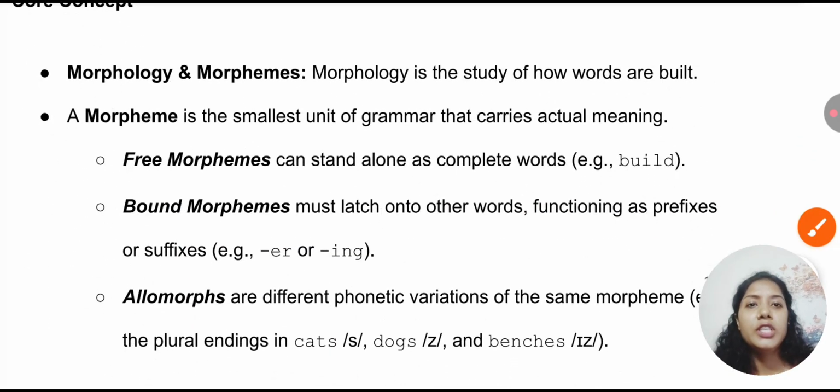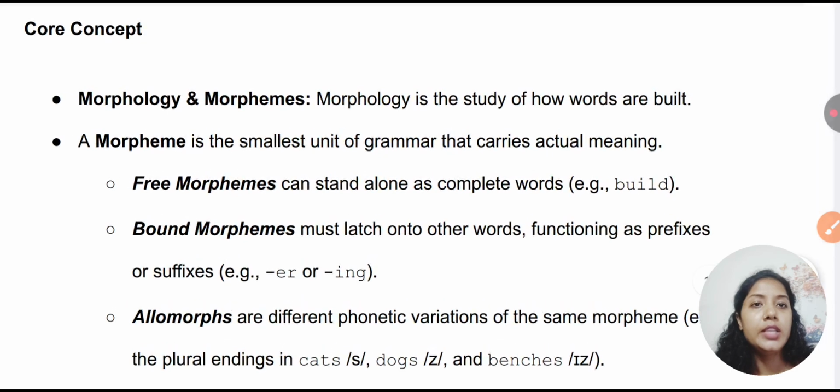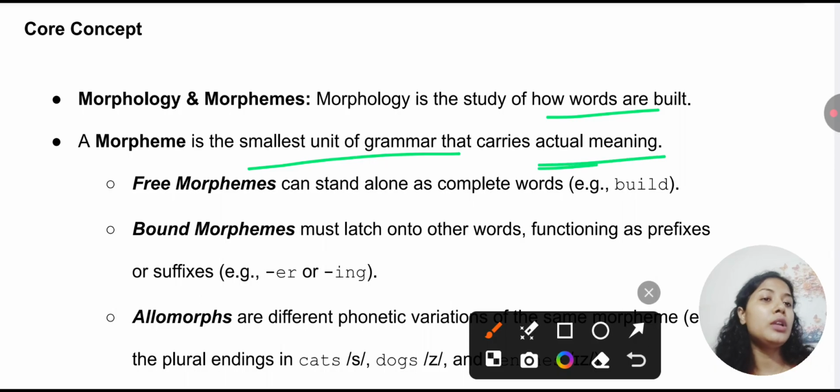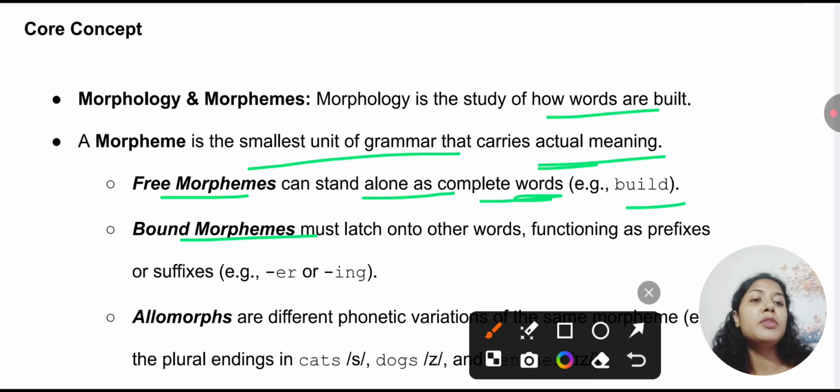Now, morphology and morphemes we have already studied. Morphology is the study of how words are built, शब्द कैसे बनते हैं. A morpheme is the smallest unit of grammar that carries actual meaning. Free morphemes can stand alone as complete words. Bound morphemes must latch onto other words, free morphemes, and take help from free morphemes. इसको इसकी help की जरूरत पड़ेगी.